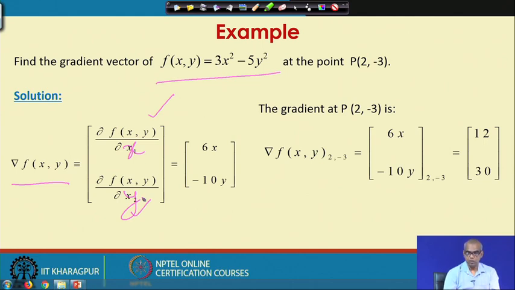So, to evaluate the gradient at x equal to 2 and y equal to minus 3, you have to put the value of x equal to 2 and y equal to minus 3, and that gives you the gradient vector 12, 30. So, the gradient vector has two components, they are 12 and 30.